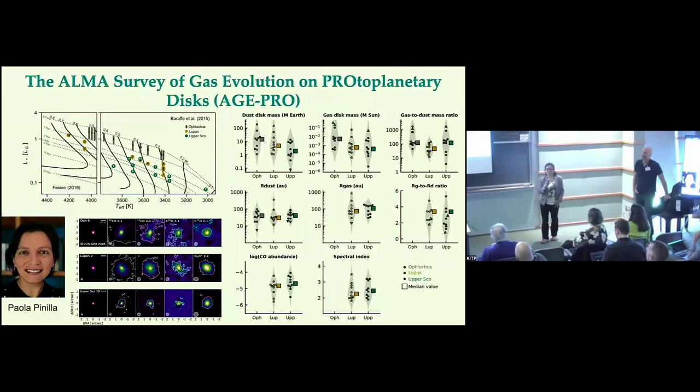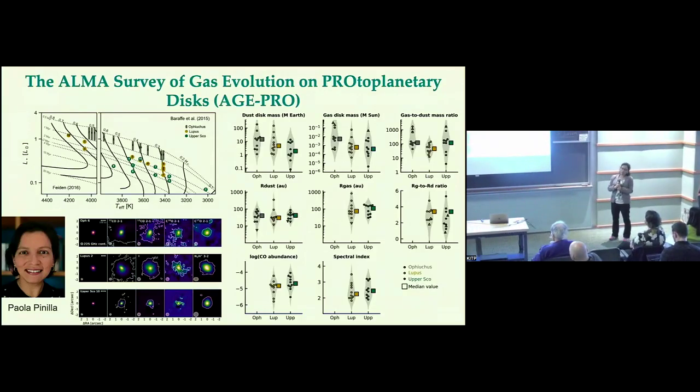Yes, so I'm very happy to represent the H-Pro collaboration. We have a large program with ALMA trying to measure the gas mass and gas disk size throughout the lifetime of protoplanetary disks. This is very important because the mass that we have in gas determines the type of planets that we can form, how they migrate, and also how the dust evolves in disks.